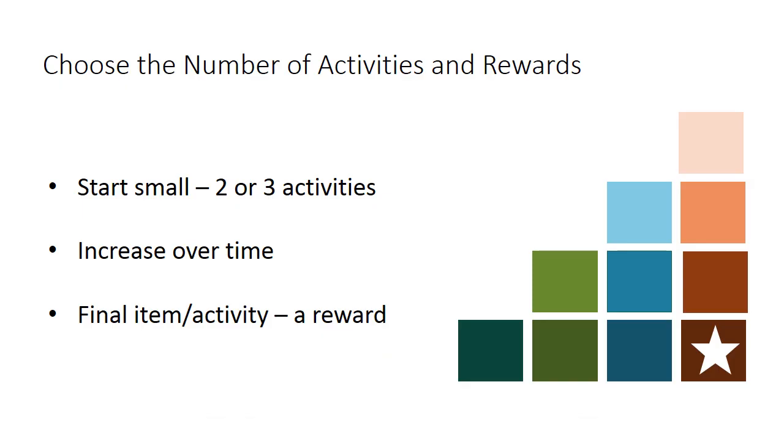Next, you'll need to decide how many activities to include and what rewards you can build into the end of the activity schedule. It is better to start with a smaller number of activities and add more as your child gets better at using the activity schedule independently. It's okay to start with 2 or 3 brief activities and then add more as your child becomes more independent.